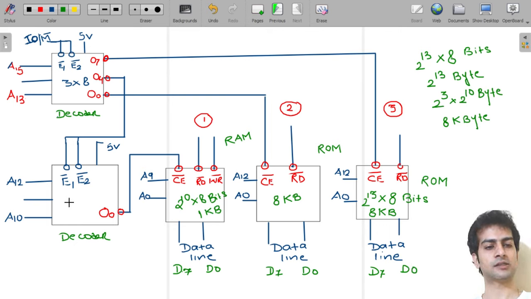Now here, this is our 3 cross 8 decoder. At inputs, we have A12, A11 and A10. Now its output is coming to this memory. So this memory will get enabled at O0. O0 means A12, A11, A10 will be 000. Then this memory will be enabled.